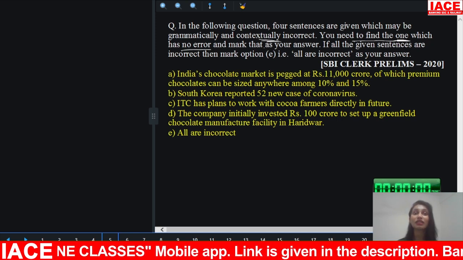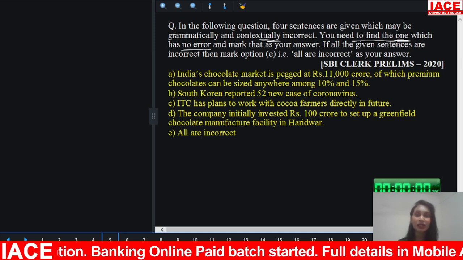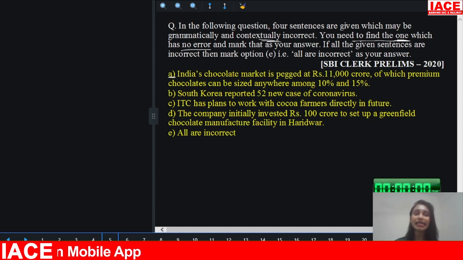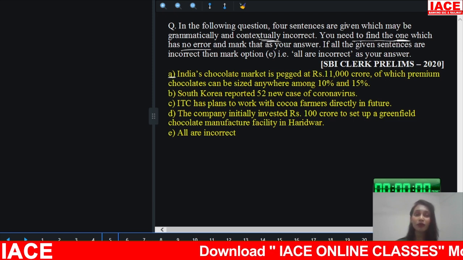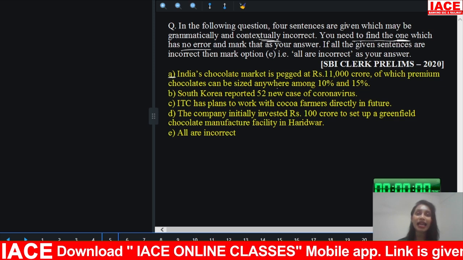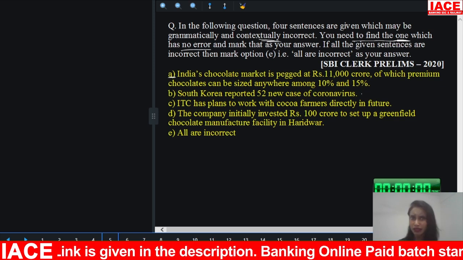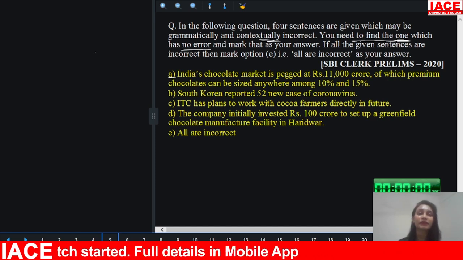So find out the sentences with error and which doesn't have error is your answer. Now look at sentence 1. India's chocolate market is pegged at 11,000 crore rupees, of which premium chocolates can be sized anywhere among 10% and 15%. What is the error? Let's begin with the first one.